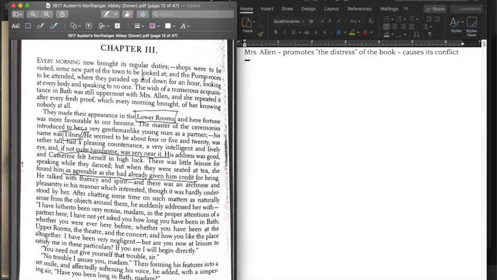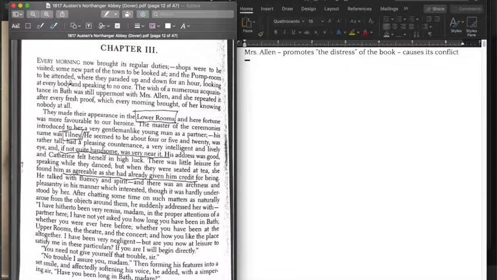Every morning now brought its regular duties. Shops were to be visited, some new part of town to be looked at, and the pump room to be attended. This is basically life. You can see why these books, by the way, are still popular. I mean, this is very relatable on a level, like shopping, going out, looking at people, getting dressed up.